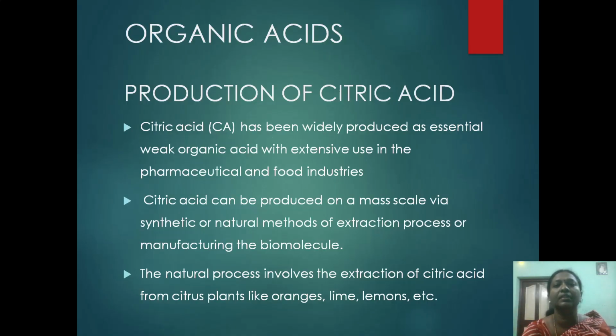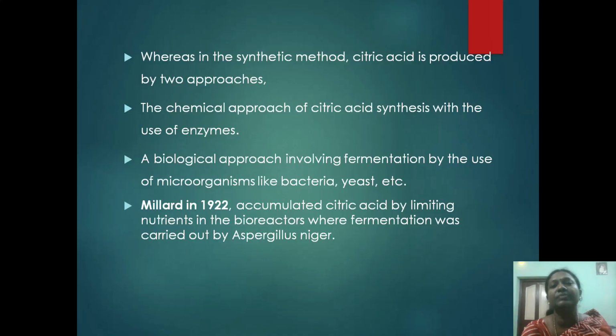Citric acid has been widely produced as an essential weak organic acid with extensive use in the pharmaceutical and food industries, and it can be produced on a mass scale in two ways. One is the synthetic method and another is the natural method of extraction. The natural process involves the extraction of citric acid from citrus plants like oranges, lime, lemon, etc. Whereas with the synthetic method, citric acid is produced again by two approaches: one is the chemical approach, another is the biological approach.